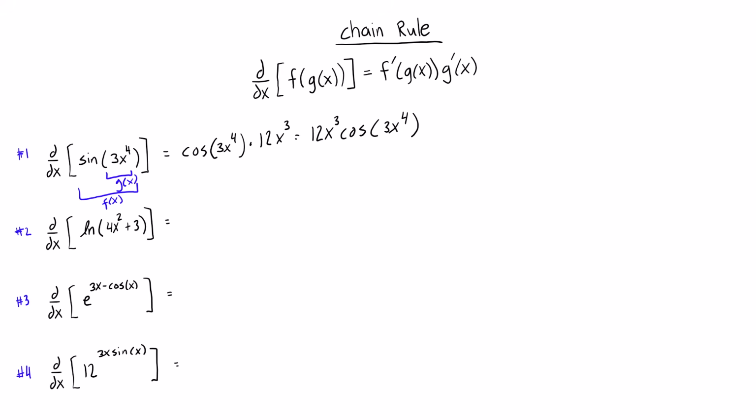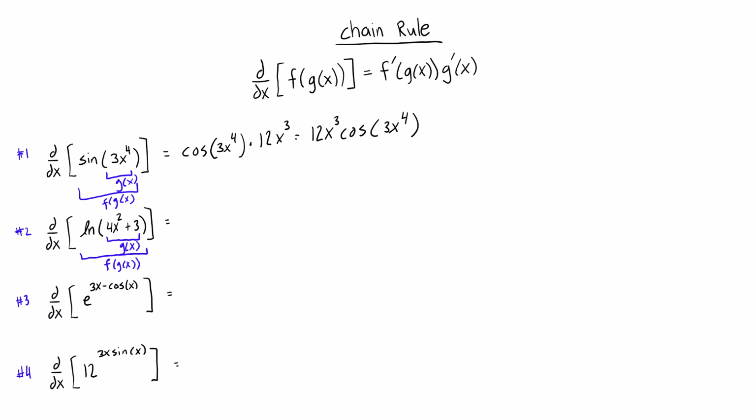Okay, so let's do this again. Here we have ln of 4x squared plus 3. So there's a function here, 4x squared plus 3. We're going to call that g of x. Okay, and then we have ln of something. We have ln of g of x. We're going to call that f of g of x. Technically, I should have written this as f of g of x. But to be honest, the way that I look at this is, again, we're taking the derivative of the outside times the derivative of the inside. So let's just do that.